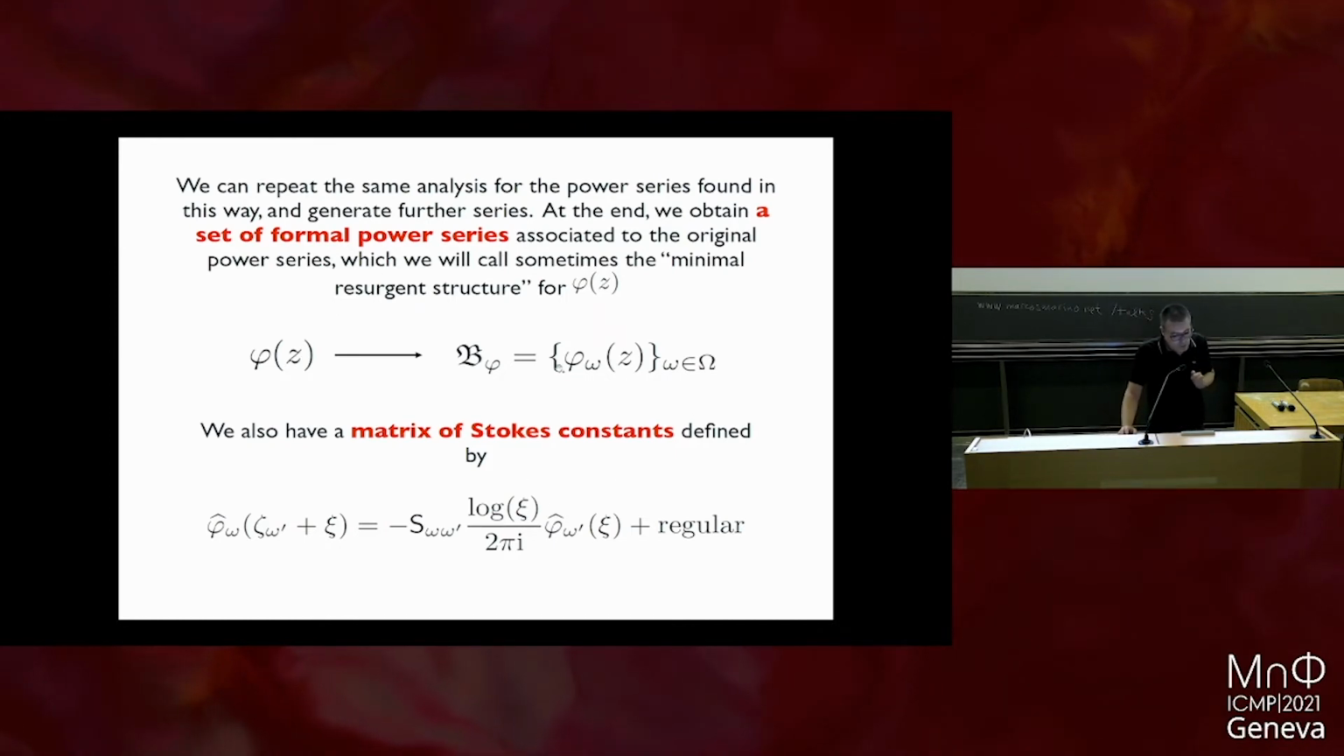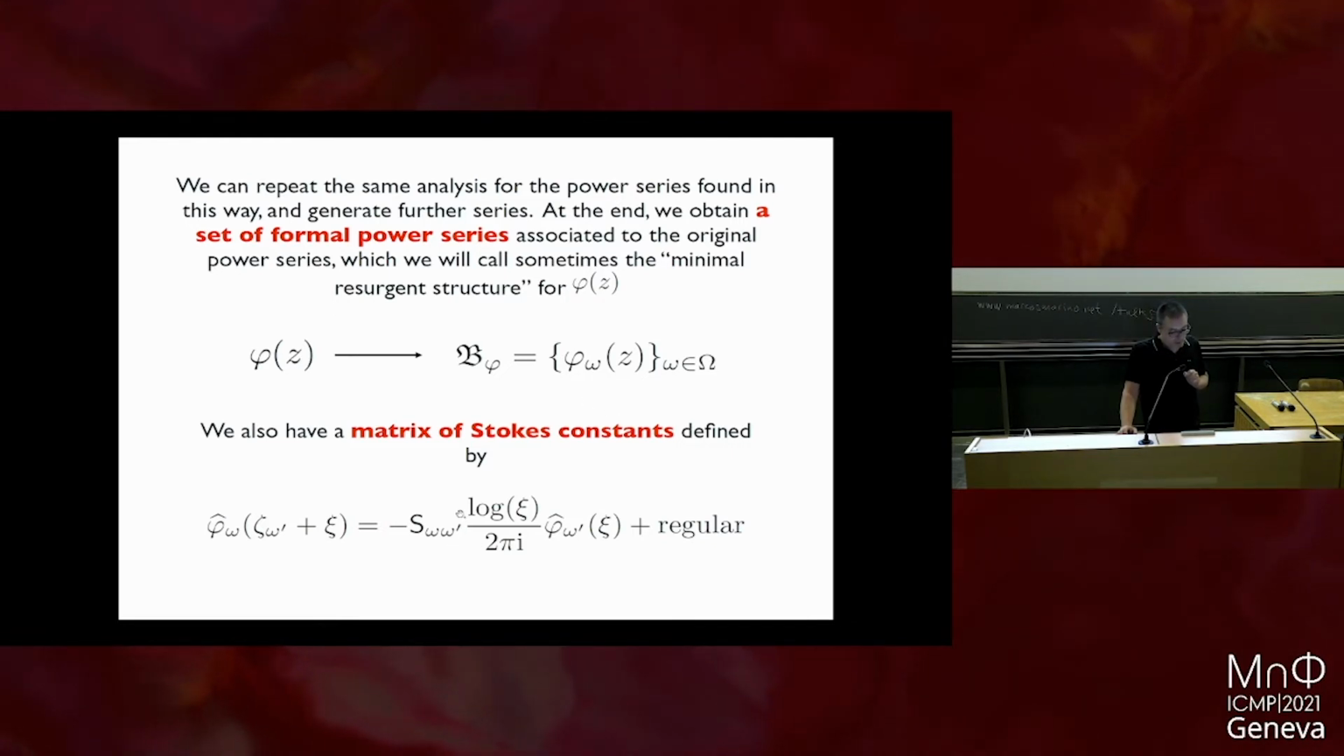Now, if you have all these formal power series, remember that by assumption, I'm assuming that all of them have just logarithmic branch cuts. So this means that when you expand these formal power series around their singularities, you will have a log multiplying another formal power series in this set.